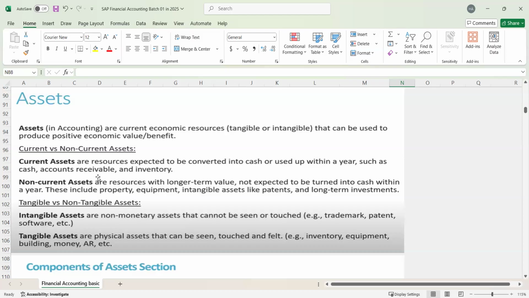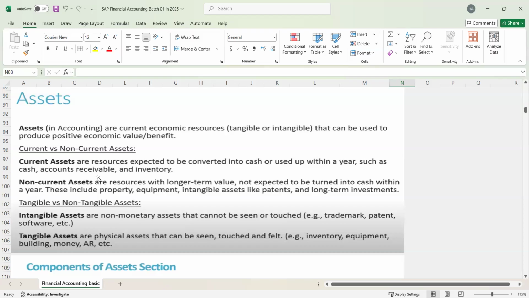So when we say tangible versus intangible assets, intangible assets are non-monetary assets that cannot be seen or touched, such as your trademark or your patent or your software, right? So they are intangible assets because they are not something that you can see, like your trademark, like Adidas. The trademark Adidas, like this check mark, if they are to sell it, it will be worth a lot more than $1 billion. So these are some examples of intangible assets.